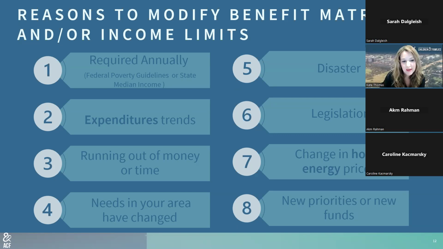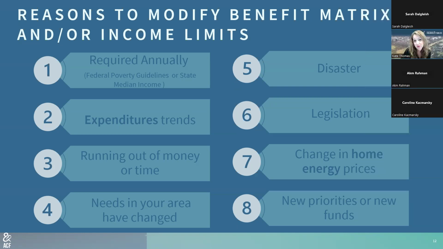And lastly, you might want to change your program to adjust to new funds, like when we've issued supplemental funds or ARPA funds or CARES or IIJA. Whenever we issue additional supplemental funds in addition to your regular annual LIHEAP block grant funding, you might need to adjust your matrix or your income limits to account for that.